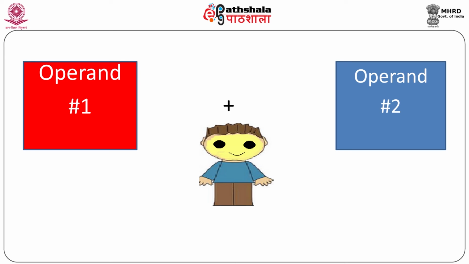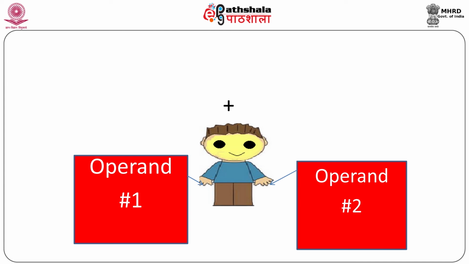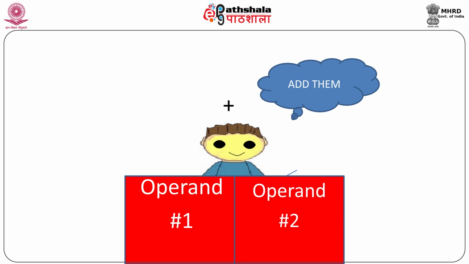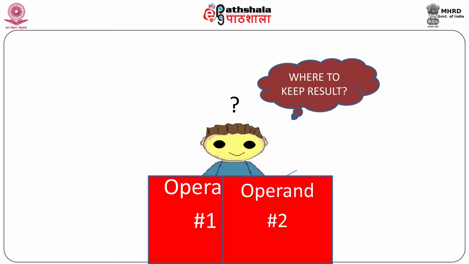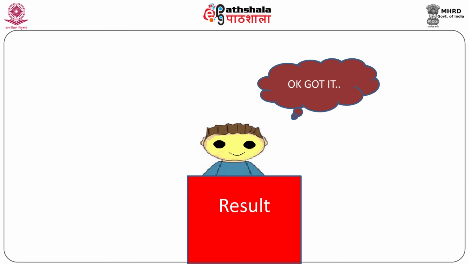You can see here operand 1 is highlighted in red color, and operand 2 is also highlighted in red color. Now he is taking operand 1 and operand 2 towards each other, and he is deciding to operate on them. Now he has decided on addition for these two operands. Then the second problem: where to keep the result of these operands, or the result of this expression? Then he said, I got it, I know where to save the result.